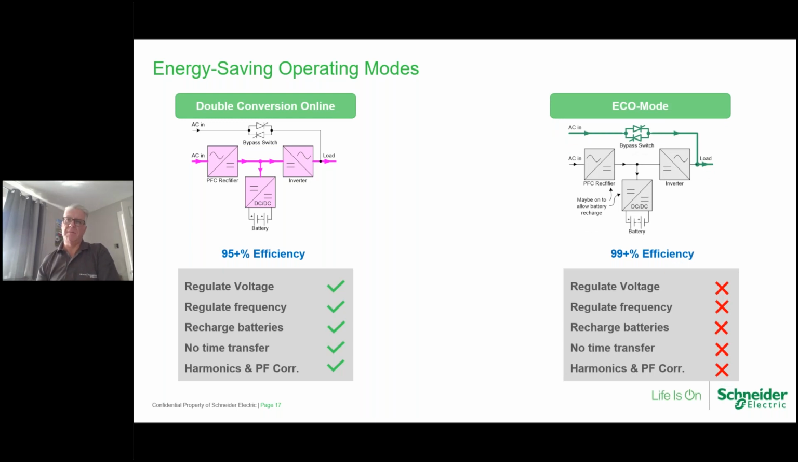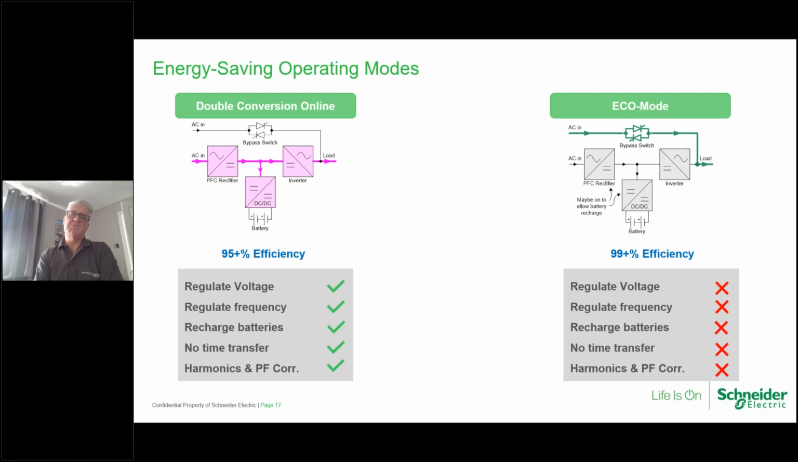The other alternative, which became a bit of a, I won't say fad, but it's another way of doing it, is the static bypass switch I mentioned. If we put all the power through a static bypass switch, we bypass the double conversion mode. So we're not converting that power, and we're going effectively straight through to the load. The thing about that is we're not regulating the voltage or frequency. Sometimes we're not recharging the batteries. It depends on the exact design of the UPS. Sometimes it will be charging, sometimes it won't.